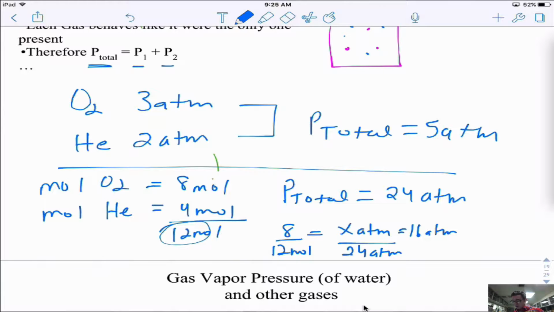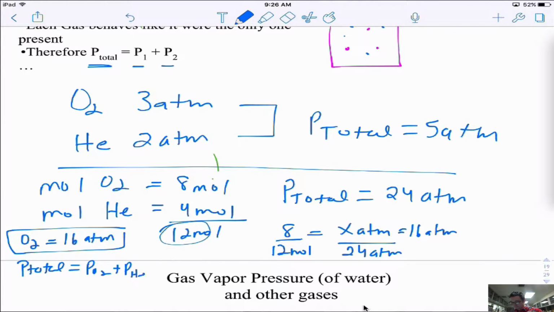So we know that our oxygen is exerting 16 ATM, and we could find our helium one of two ways. We could set up another proportion for helium, or we could just subtract from 24, because remember, P total equals pressure of oxygen plus pressure of helium. The pressure total was 24, the pressure of oxygen is 16, the pressure of helium we don't know, that would be 8 ATM. So that's how we could do these problems. They're straightforward. We could practice some of them, but they're pretty easy to do.